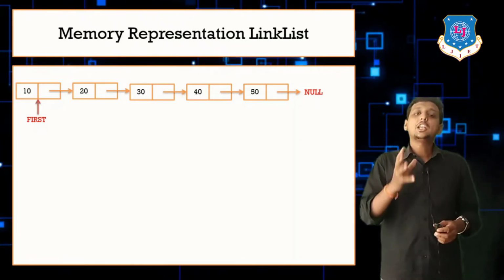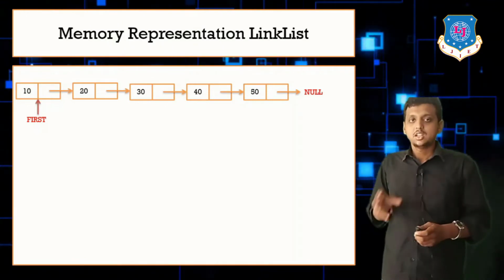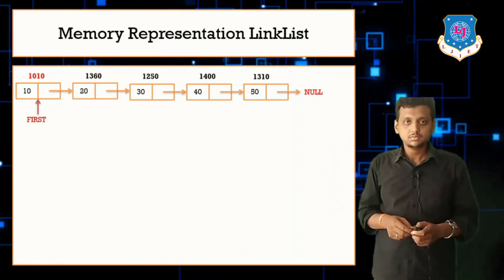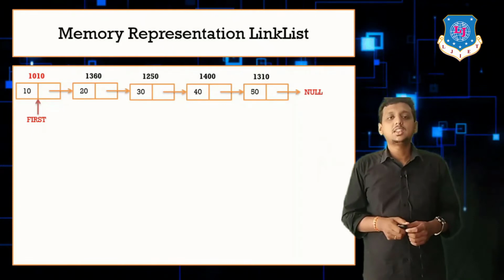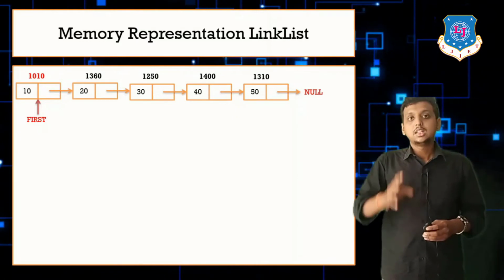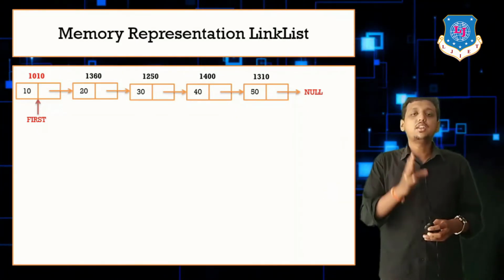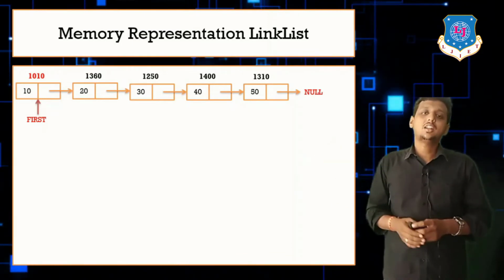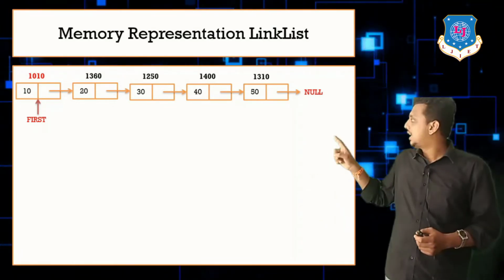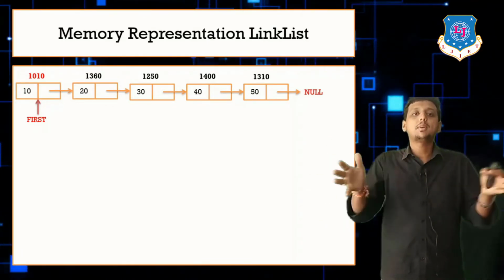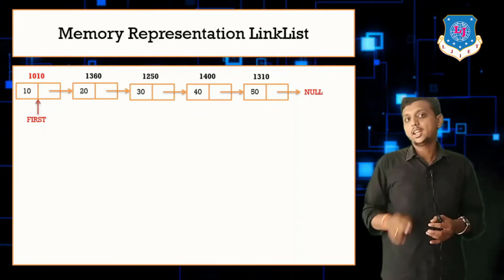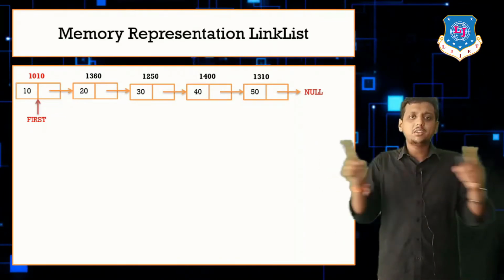Now, let me give you a basic example of the addresses. Just imagine a situation where the address of 10 is 1010. The address of 20 is 1360. The address of 30 is 1250. The address of 40 is 1400. And the address of 50 is 1310. Here, students, if you can see, the nodes are not in a continuous memory fashion, because this is a linked list, not an array. Here all nodes are connected with each other.